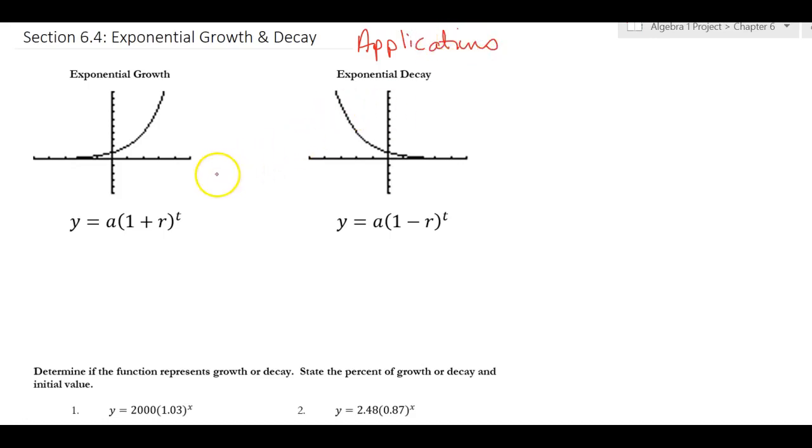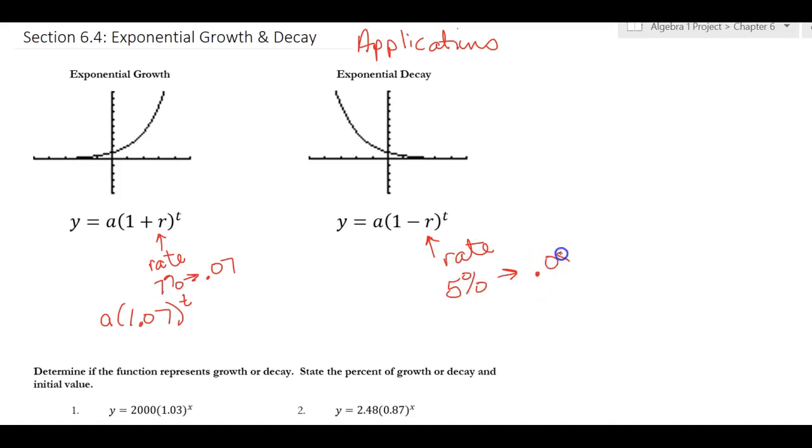Applications. All right, so what you always have is you always start off with 1, which is 100%. And then if it's growth, you're going to add a percent. That's the rate, and it's going to be written as a decimal. So 7% would become 0.07, and so that would be 1.07 to the t. Okay? And so decay, you, again, would subtract the rate. And let's say 5% would be written as 0.05, and so 1 minus 0.05 would be 0.95.